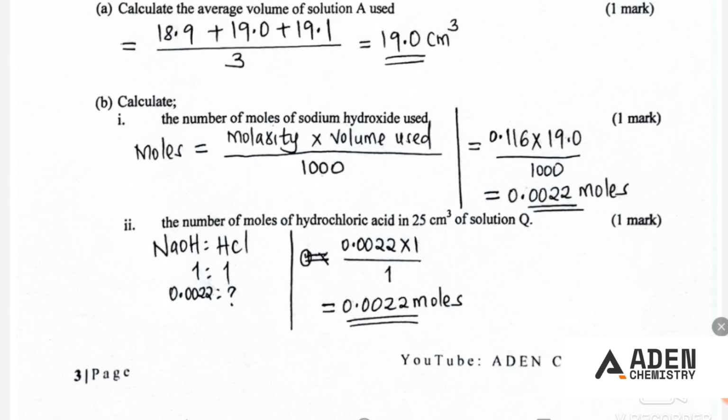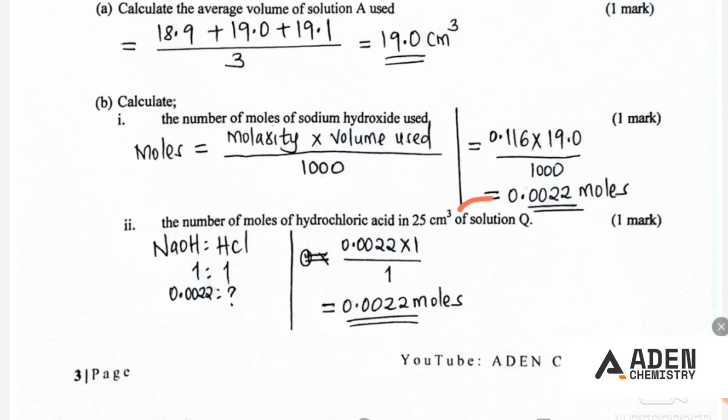It was 0.116 multiplied by volume used, which is 19.0. We have gotten now divided by 1000. What we are going to get here will be 0.0022 moles. So remember, we said number of moles must be in 4 decimal points.